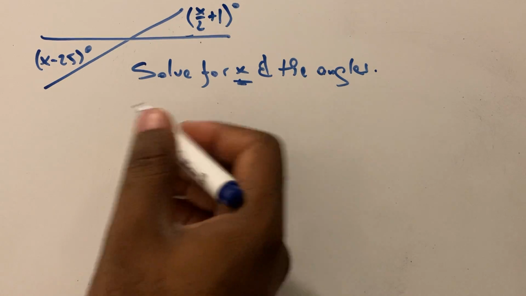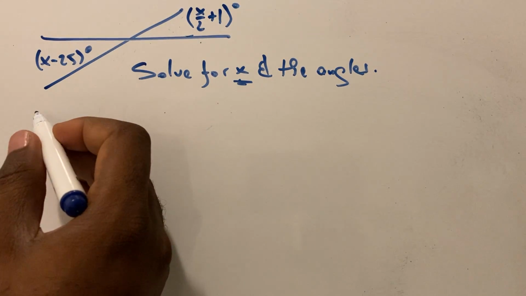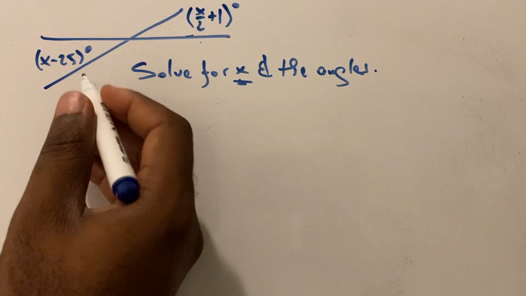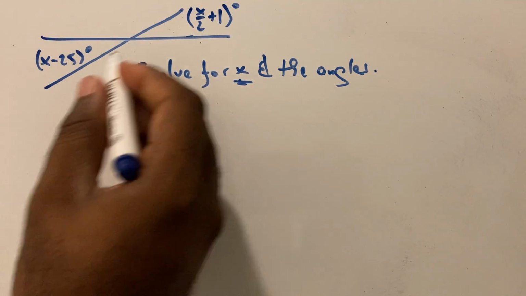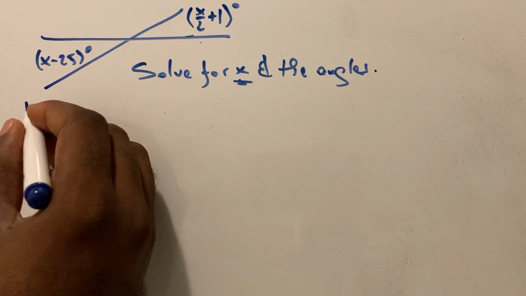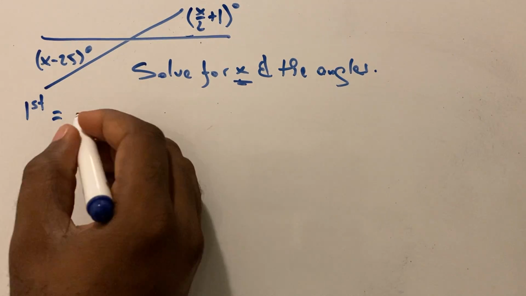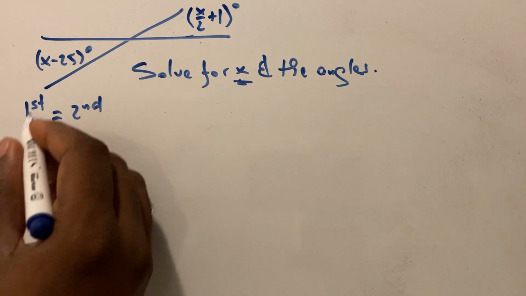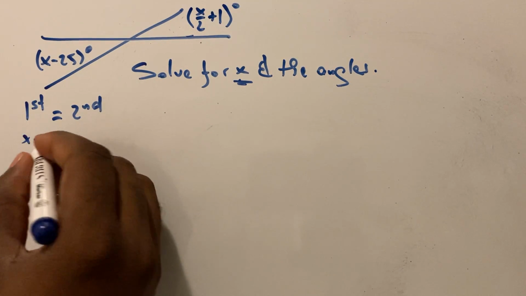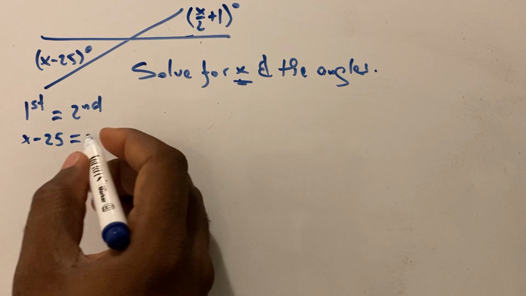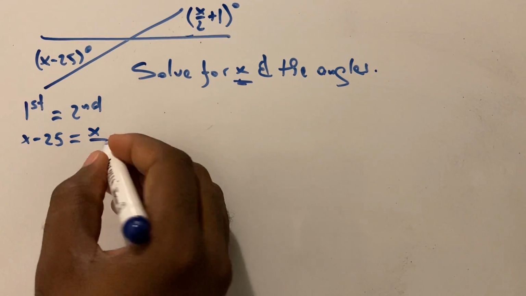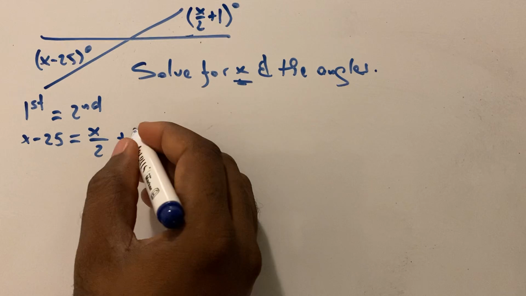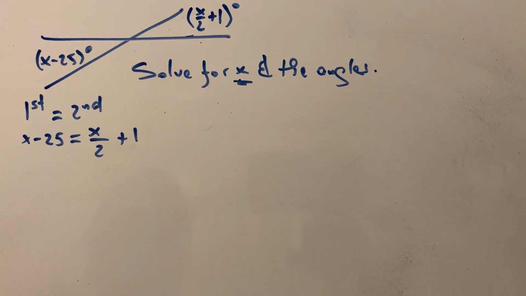In order for you to solve for x, you would need to form an equation first. Well, we can form that equation because opposite angles are equal. Therefore, we can say the first angle here is equal to the second angle, right? Meaning that the first, which is x minus 25, is equal to the second, which is x over 2 plus 1, okay?